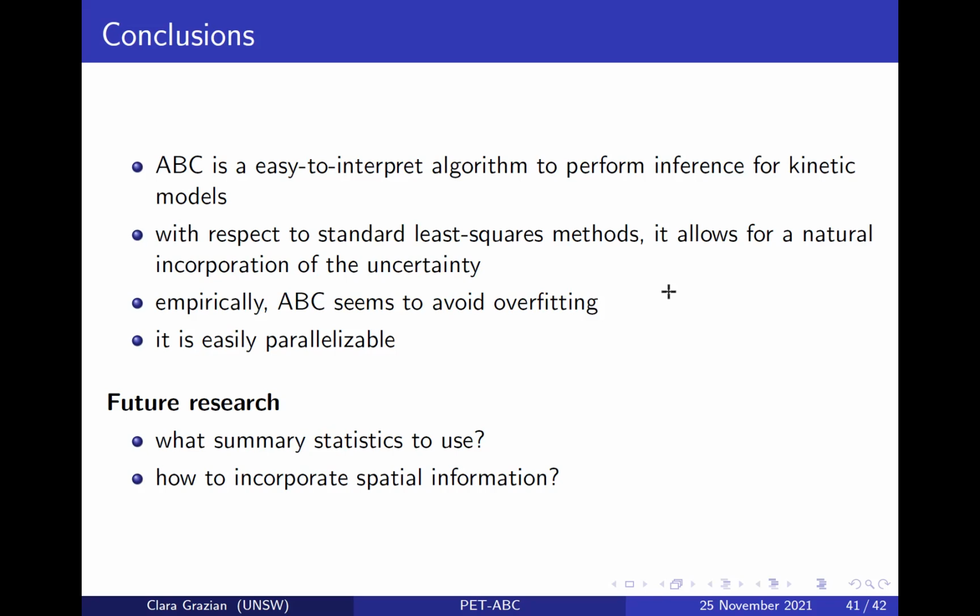Of course, there are some limitations of the algorithm so far that we are investigating right now. In particular, as I said, the version of ABC we are using is quite standard and easy. A smoothed version of the time activity curves seems to be a good choice of the summary statistics, but maybe there are better choices, and I'm happy to get any comment.